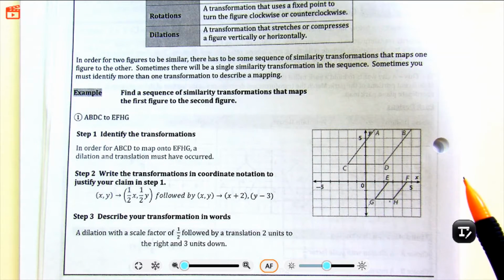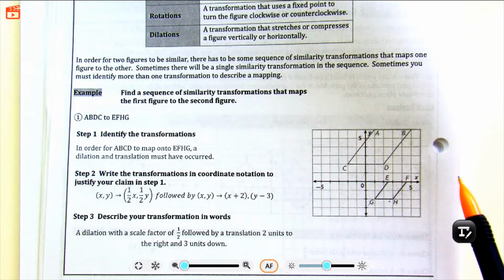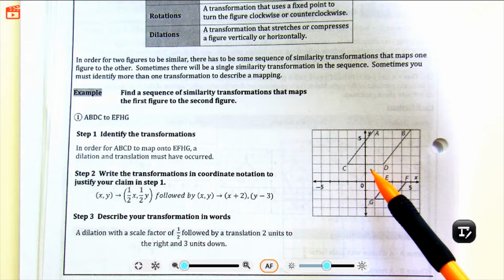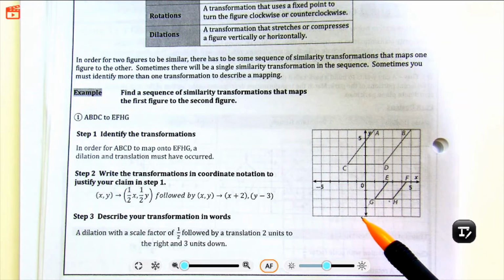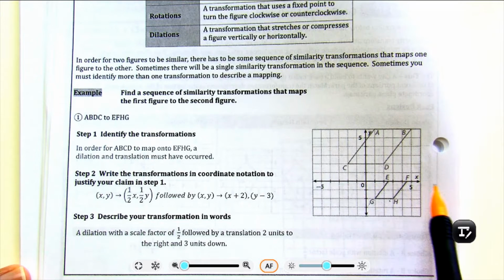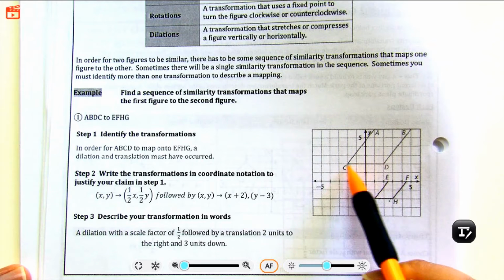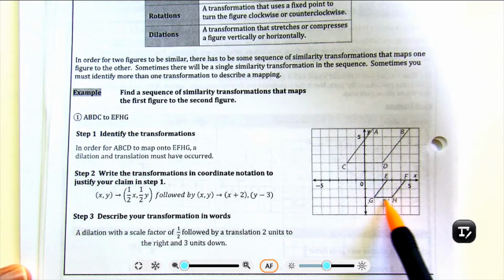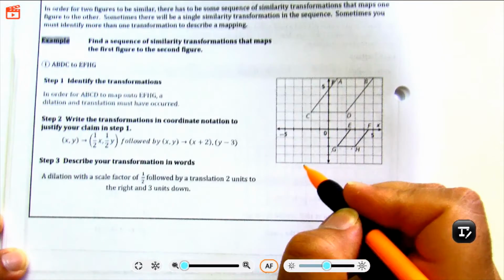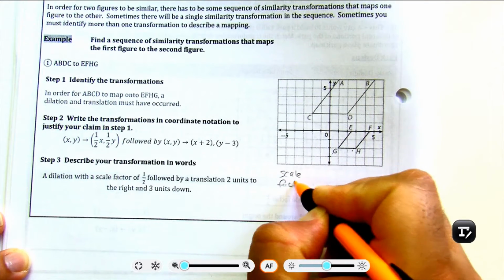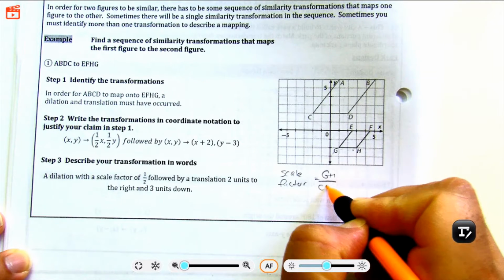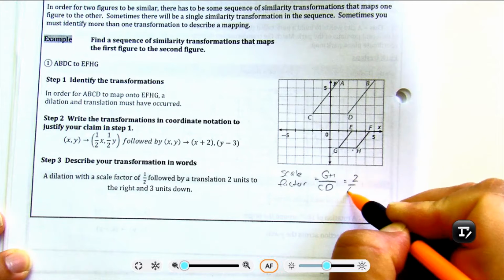So to start off, we're going to do this in steps. We identify the transformations. We say it looks like a dilation and it looks like a translation. Next, we want to find the actual scale factor of the dilation. To do that, we're going to pick a side and count the length. From C to D, that is 1, 2, 3, 4. From G to H, that is 1, 2. And remember, the scale factor is equal to the image over the pre-image, so GH over CD. We say it's 2 over 4, and that reduces to 1/2.